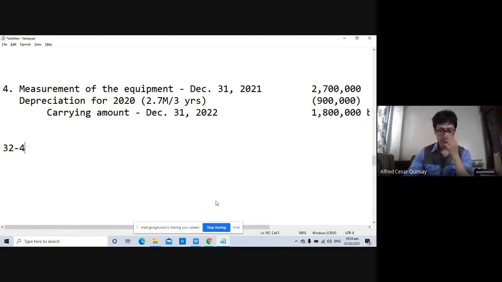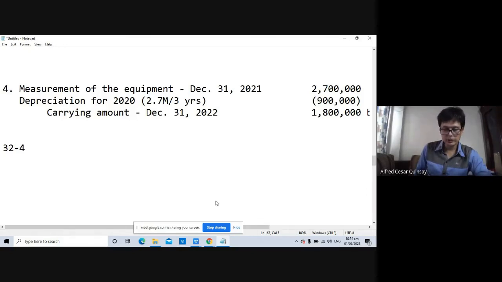Okay. So, number 1, it is a group of assets to be disposed as a single sale or otherwise together as a group in single transaction, and liabilities directly associated with those assets that will be transferred in the transaction. So the answer there is letter A, disposal group.